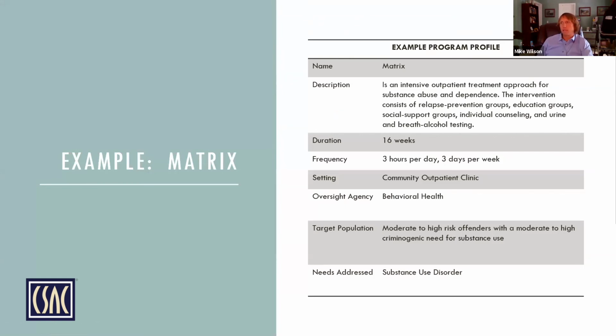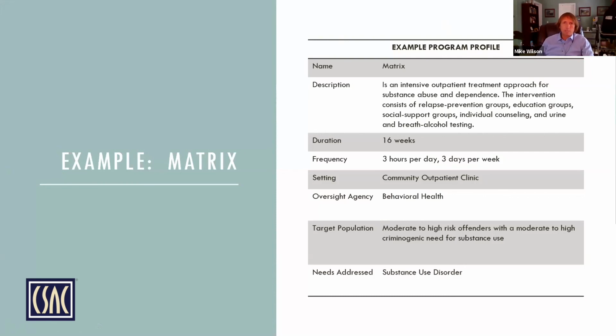This is just an example of what this looks like when we pull it all together. The Matrix program, as I mentioned earlier, is a name brand program. There's a standard number of days. It's usually 3 days per week multiplied by 3 hours per day, normally over 16 weeks. So when you're looking at the overall dosage of this program, you're having around 150 hours of dosage, which again is in that 100 to 300 hour range.